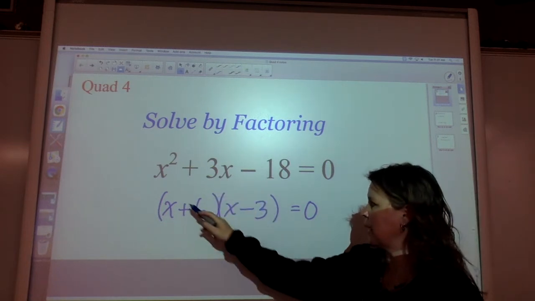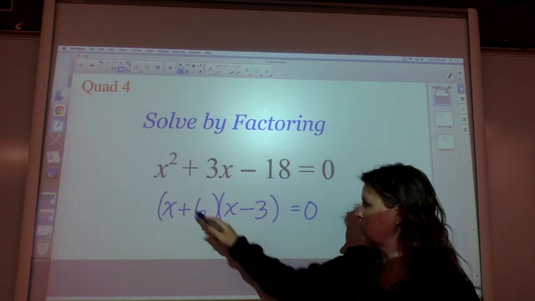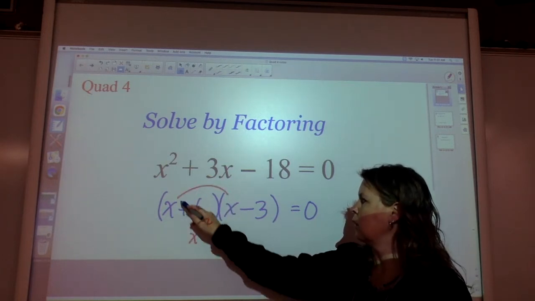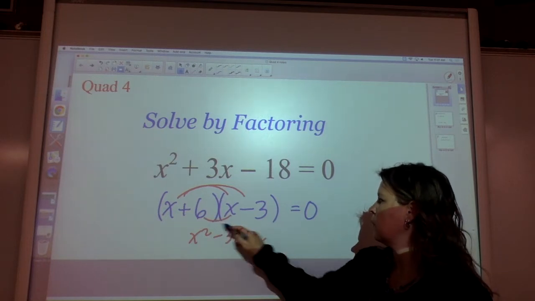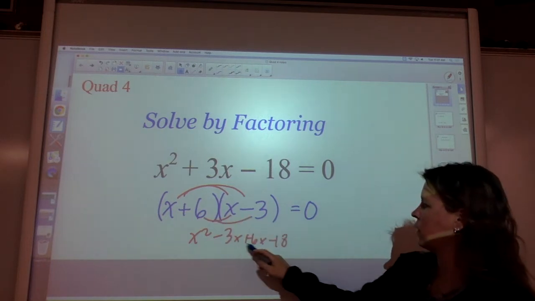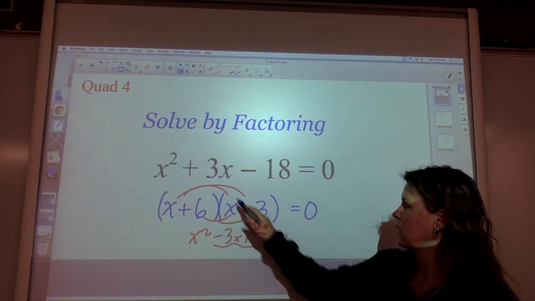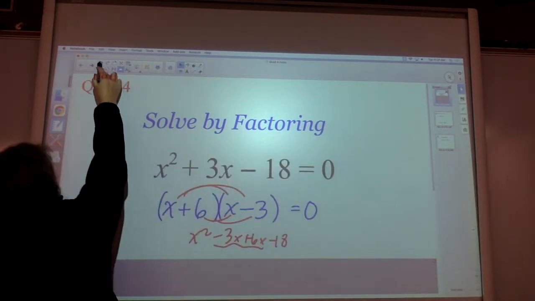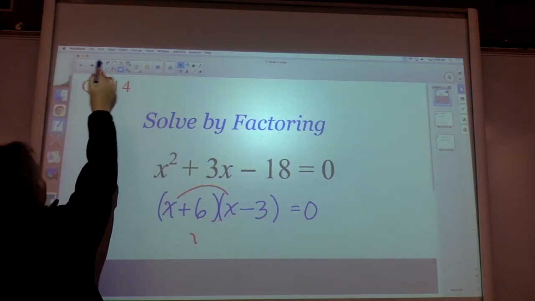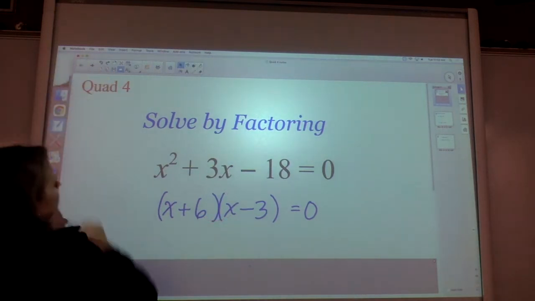Because if I FOILed this back together, or distributed it, I would get x squared. You can do a quick check. Minus 3x plus 6x minus 18, and negative 3x plus 6x is 3x. So you can do a quick check just to see if you factored it properly. But I'm going to go backwards and get rid of those.